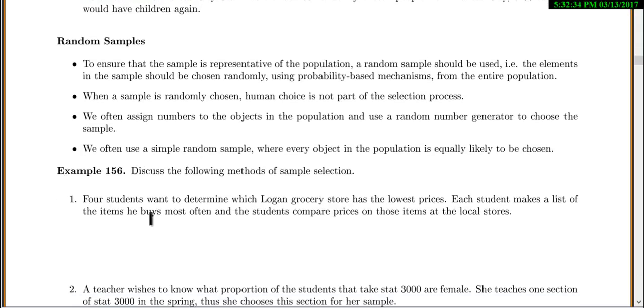So here's a few different possible samples, and we'll talk about them, see if they seem good or bad, what would be bad about them. So in this one, 4 students want to determine which Logan grocery store has the lowest prices. Each student makes a list of the items he buys most often, and the students compare prices on those items at the local stores.